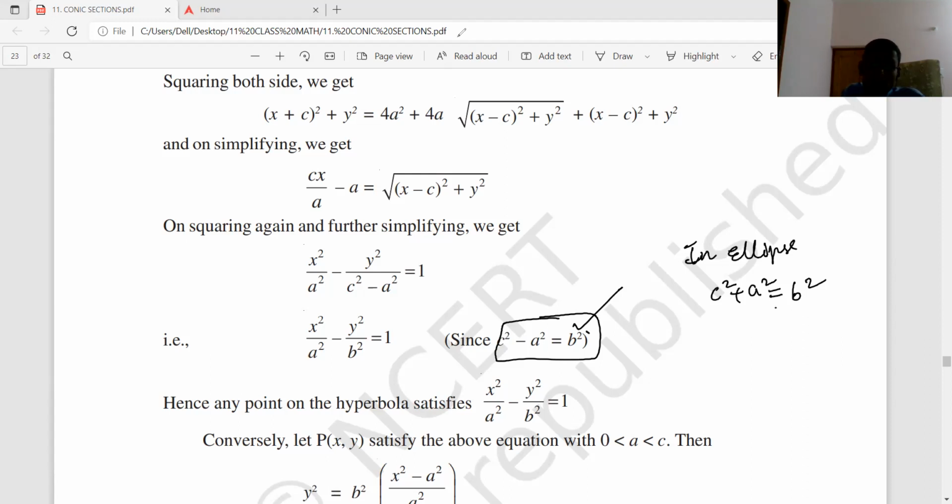Sorry, one minute. Back. Sorry, C square plus A square. No, this is B square. No, just a minute. C square plus B square. Yeah, A square. Yes, this is correct. C square plus B square. Remember, like this? This is C, this is B. C square plus B square is A square. Like that.